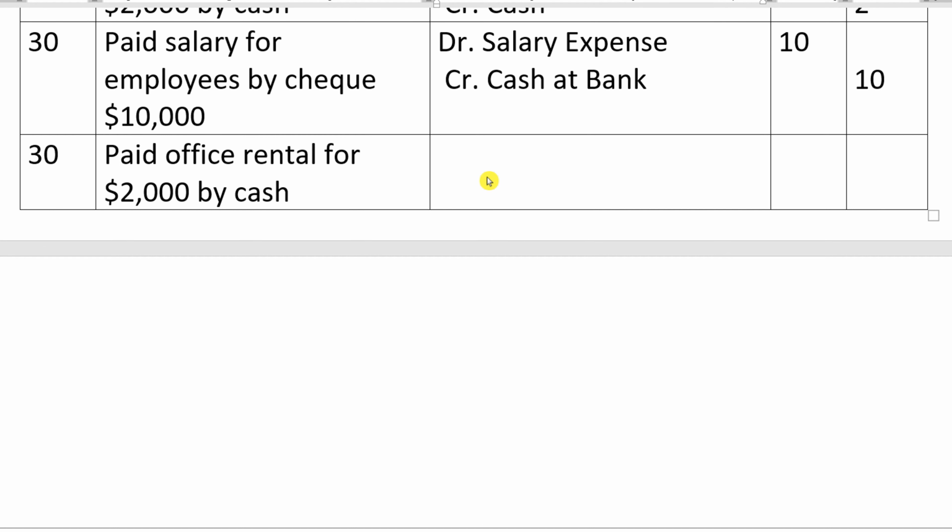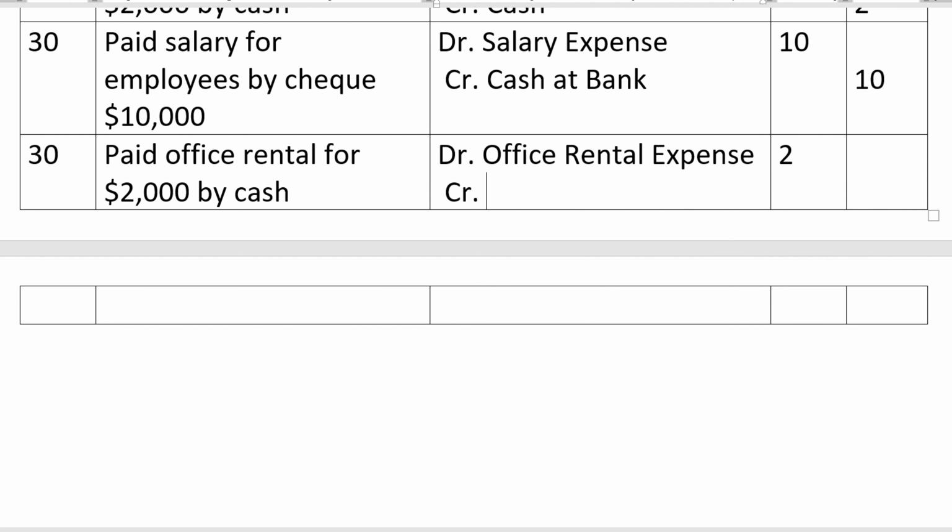And the last one, we paid office rent, so it is a general expense. When we do business, we need an office. Debit office rent expense 2,000 and credit, we pay by cash, the same amount, 2,000. It is simple, not difficult, so I will summarize for you.